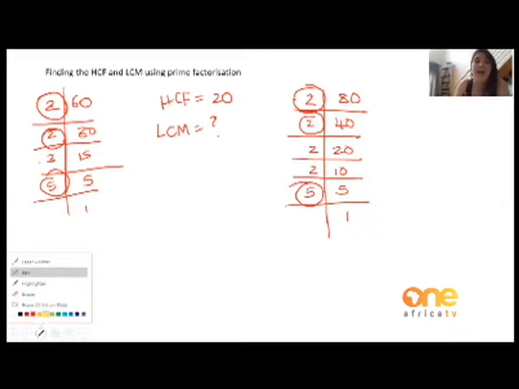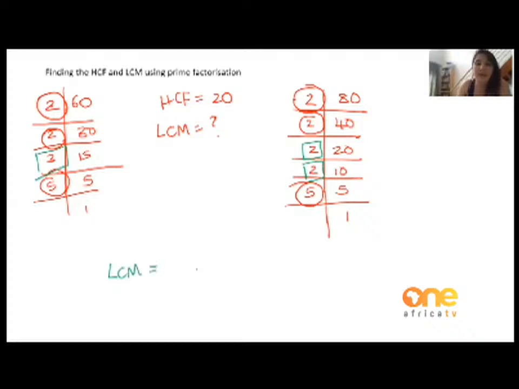Let me pick a green one. I am then going to pick out what I left out, and I'm going to multiply what I left out to my HCF. So the LCM is going to be equal to the original HCF, which is 20, and I'm going to times 3, 2, and 2. And if I do this, I'm going to see that 20 times 3 times 2 times 2 is, voila, 240. Amazing. Okay, so this is how I do HCF and LCM.